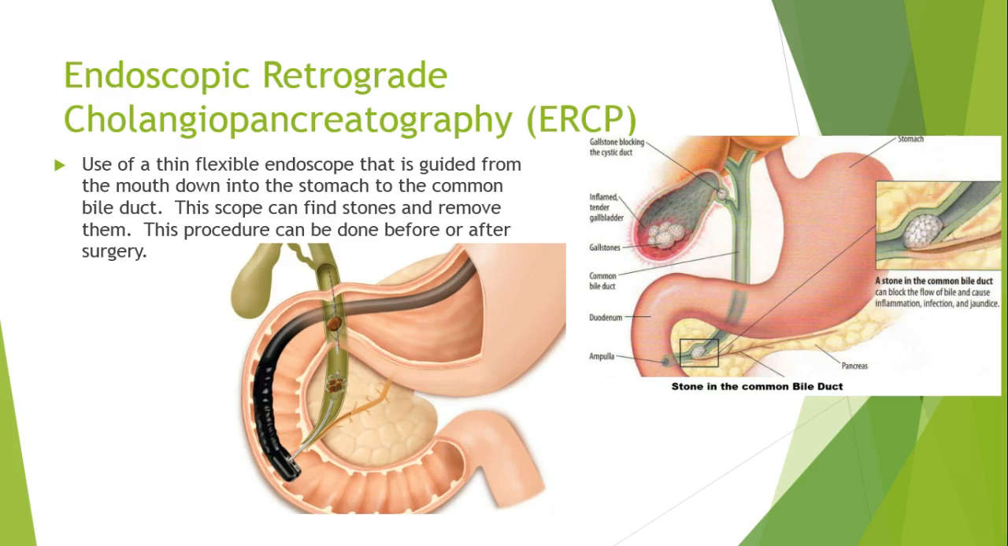Then we have an ERCP, an endoscopic retrograde cholangiopancreatography. So this one is the most invasive test of the ones we will be discussing. And this is basically a thin, flexible endoscope that goes from your mouth and is guided down to the stomach, to the common bile duct. This scope can find stones, and the wonderful thing about it is it can also remove them.